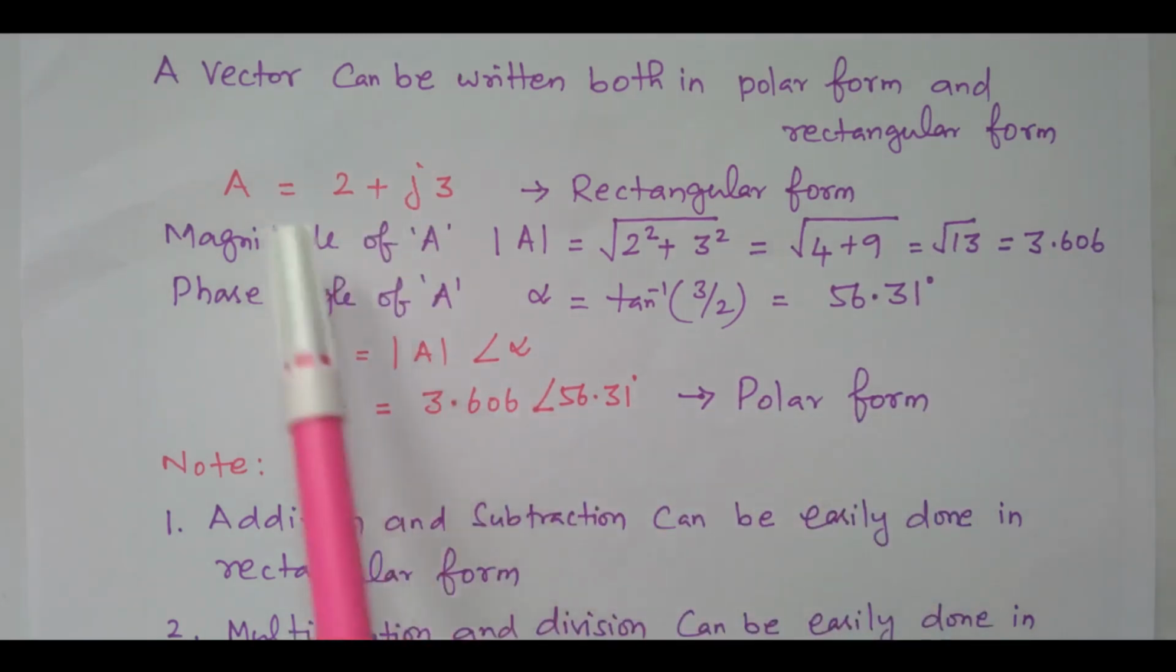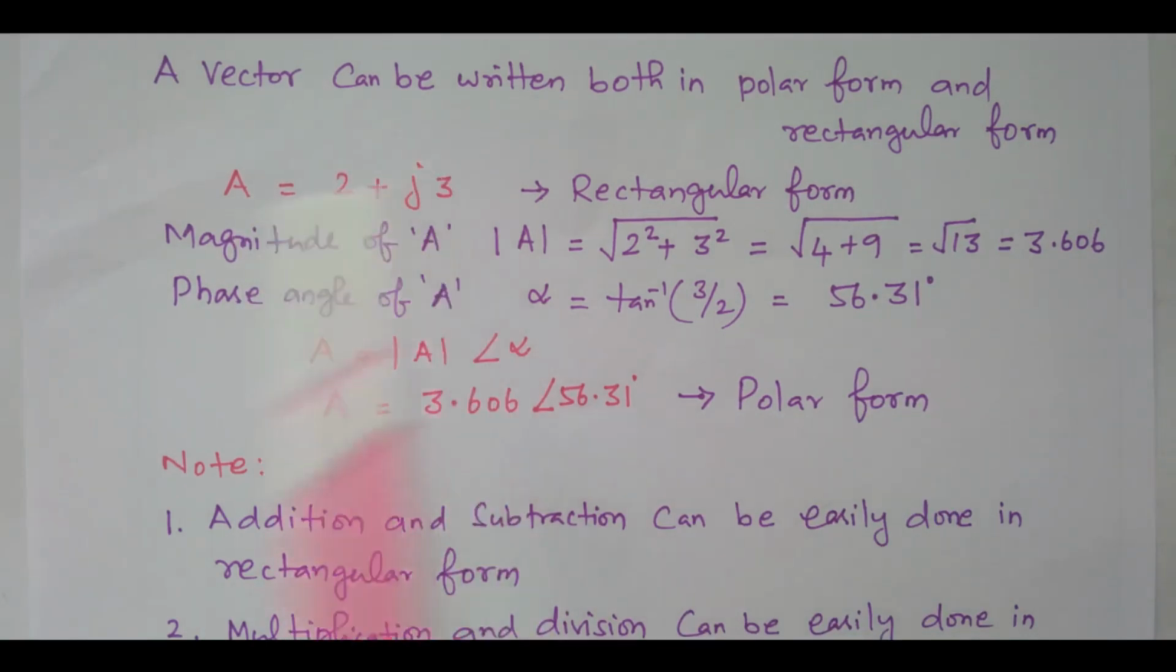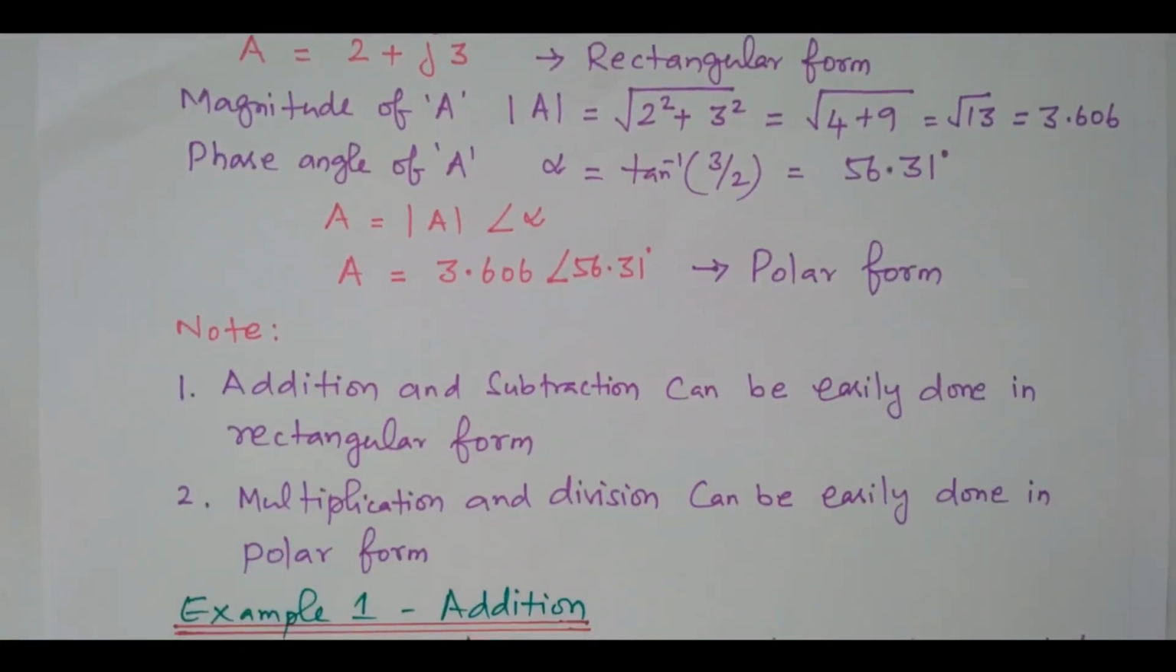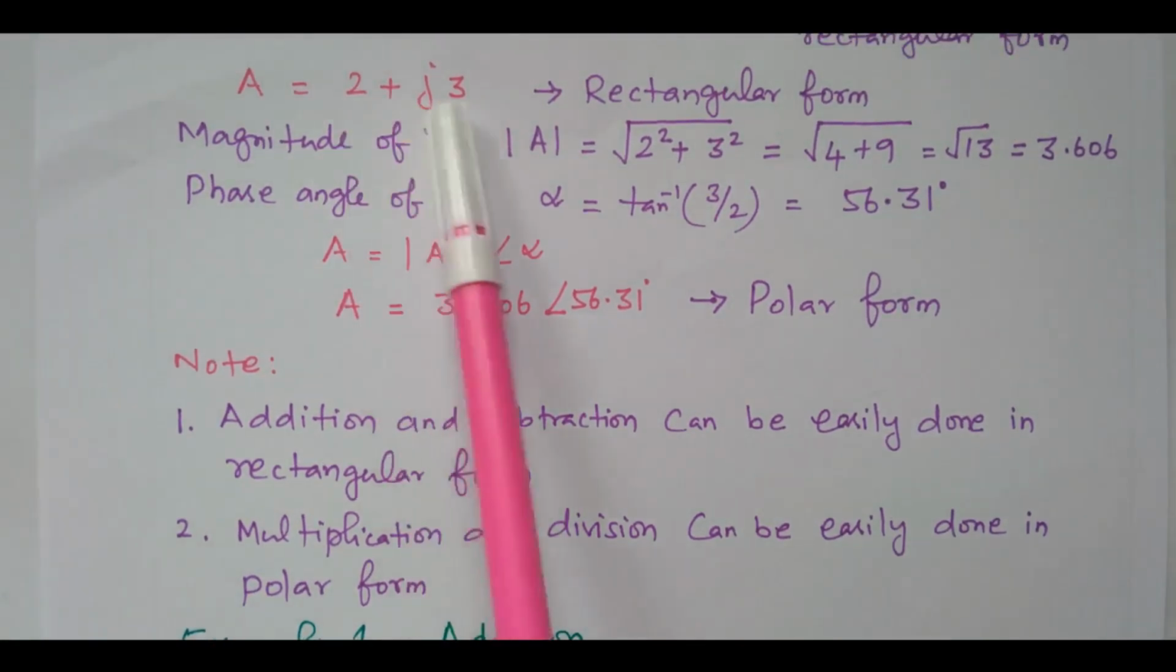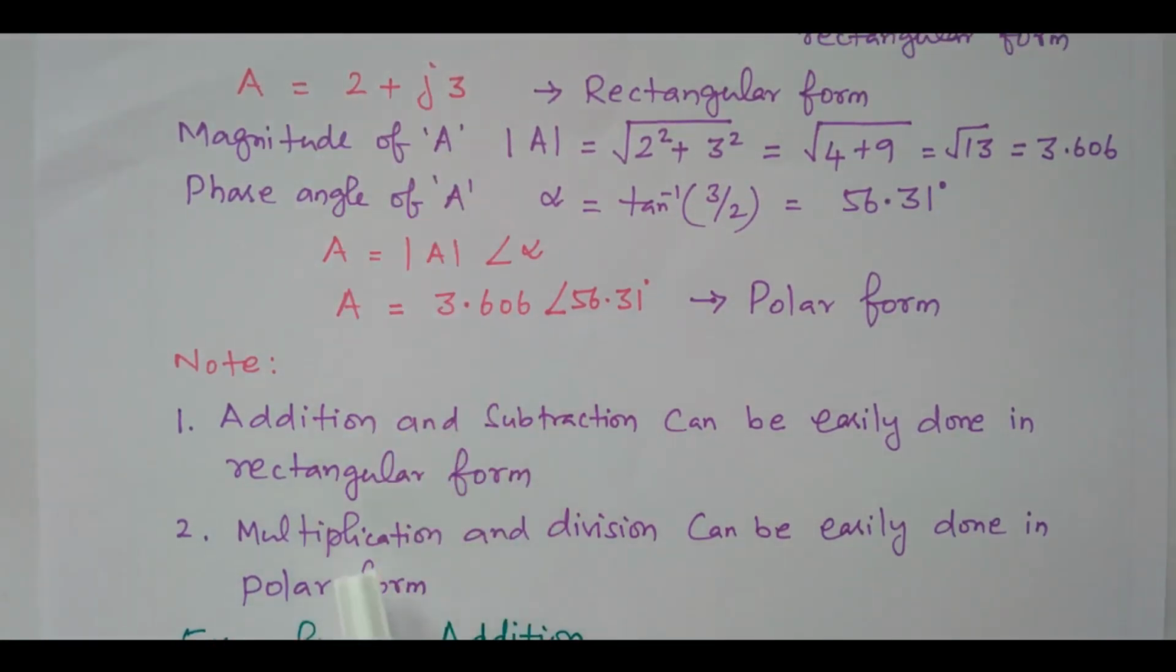So both are equal. Here it is represented with real term and imaginary term, the rectangular form. Here it is represented with magnitude and angle, the polar form. Why are we using these two different forms? During addition and subtraction, we can easily use the rectangular form, because we can easily add or subtract these two terms. During multiplication and division, the polar form can be used. Why? We have magnitude and angle, so we can easily use the polar form. Based on that, we'll go to some example problems.